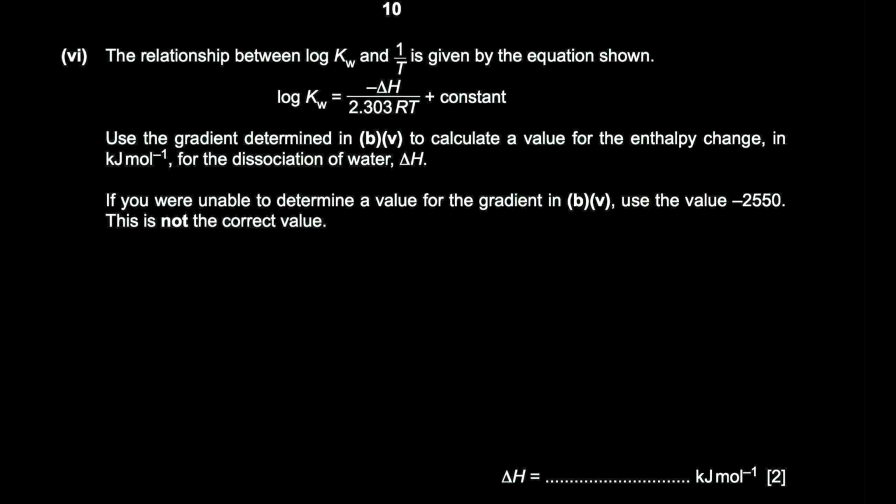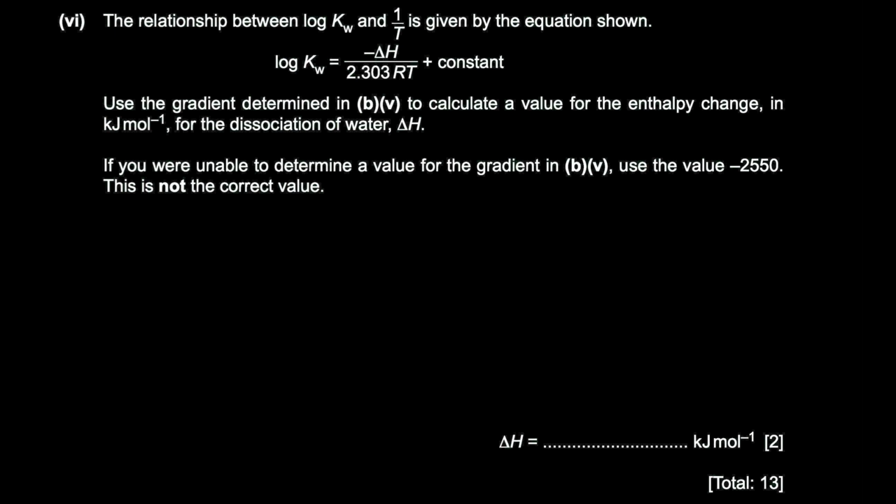The relationship between log of Kw and 1 over T is given by the equation shown. Log of Kw is equal to minus delta H divided by 2.303 RT plus a constant. Use the gradient determined in B part 5 to calculate a value for the enthalpy change in kilojoules per mole for the dissociation of water. If you were unable to determine a value for the gradient, use the value minus 2550. This is not the correct value. Now the value for the gradient that we got was minus 2943.